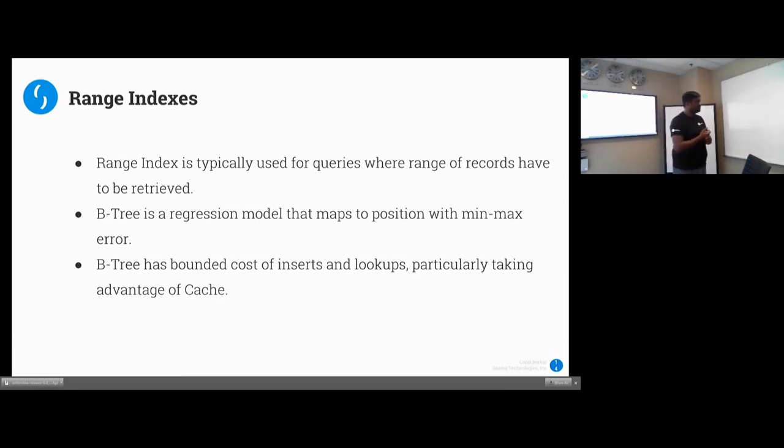No? Okay. So a B-tree can work as a range index, or it can directly point; you can have a point lookup, or you can have a range. You can do both, right? They have a bounded cost for inserts and lookups. That's one of the obvious advantages of a B-tree. People think that's a drawback for neural networks, but they have addressed that here.